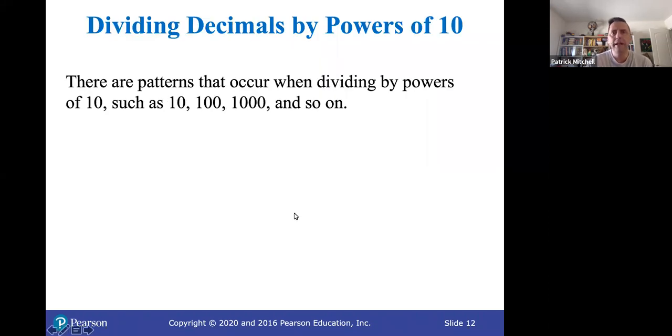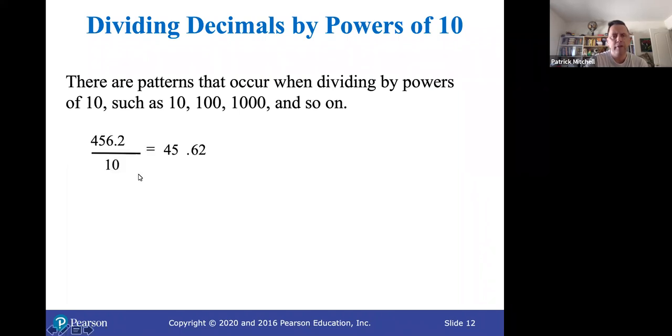Okay, now we get into dividing by powers of 10. Remember, in the last section, we said to multiply by a power of 10, such as 10, 100, 1,000, you move the decimal point the same number of places to the right as there are zeros in the power of 10. Since division is the inverse or the opposite of multiplication, we're going to move the decimal point to the left when we're dividing by these big powers of 10.